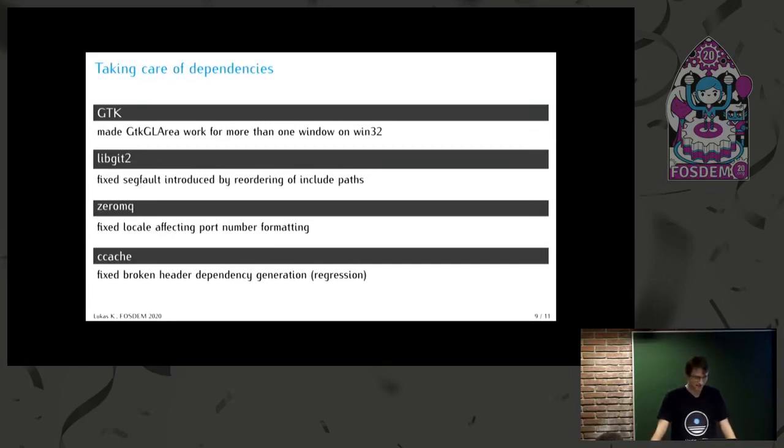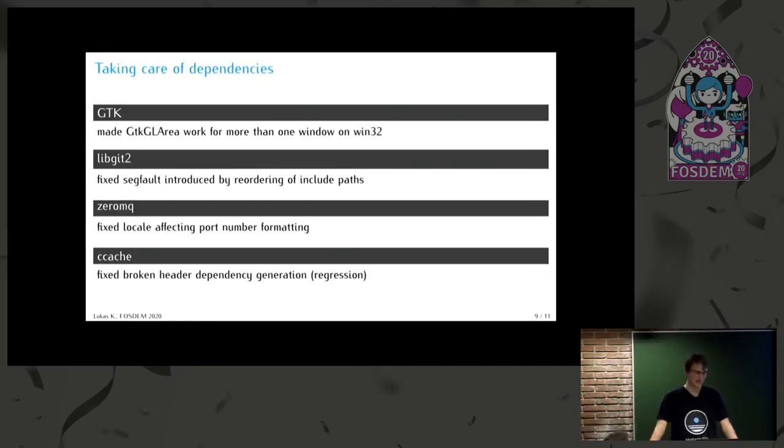And another Windows-related thing was libgit2, which had a regression that made a segfault due to a reordered include path. That was also quite interesting to debug. And a rather odd bug was that 0MQ, which I use for IPC, decided to use the current locale when formatting port numbers. So when the current locale was set to a locale that had thousands separators, the port number would include thousands separators, which would then break everything. And yeah, that was also quite easy to get fixed.